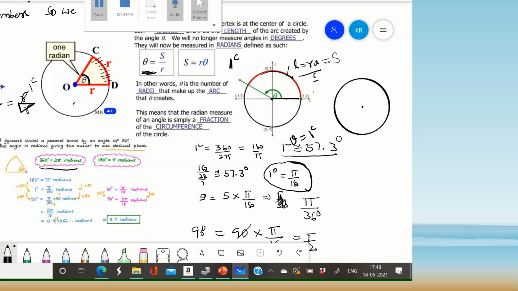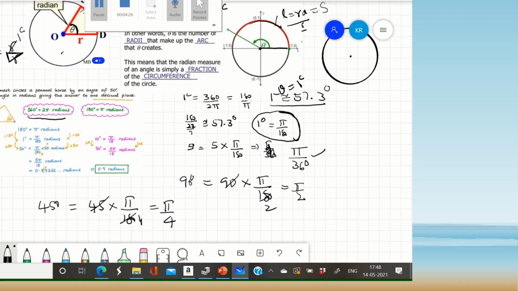So 1 radian is nothing but 180 upon pi. If I use 22 by 7, I'm getting about 57.3 degrees here. So 1 radian with respect to degrees is 57.3 degrees. In the same way, if I want to convert degrees to radians, 1 degree is equal to pi by 180. Suppose I want to convert 5 degrees to radians. So 5 into pi by 180, and I'm getting pi by 36.